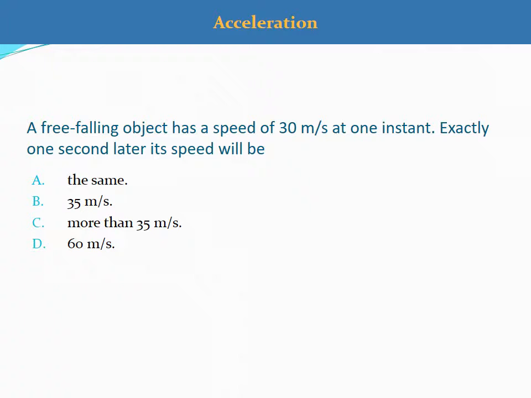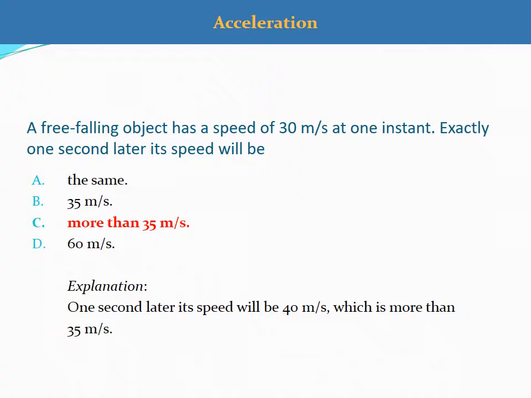A free-falling object has a speed of 30 meters per second at 1 instant. Exactly 1 second later, its speed will be the same, 35 meters per second, more than 35 meters per second, or 60 meters per second. C, more than 35 meters per second. 1 second later, its speed will be around 40 meters per second, which is more than 35 meters per second.